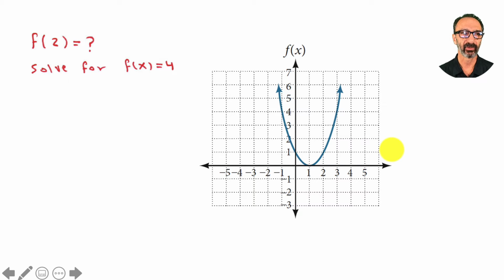Here's a graph of a second degree equation, a parabola. Here they want you to find f of 2, and they want you to solve for f of x equals 4. In other words, giving the input 2, what's the output? Here, they gave you the output, so what's x, what's the input?